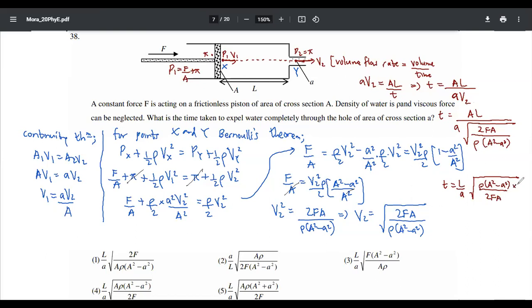That means it becomes A squared. If I take that A inside my square root, it will become A squared. So that A squared and this A will cancel out. And finally, you will get an answer like this. T is equal to L over A square root of A rho A squared minus small a squared, and at the bottom you will have 2F. I think the fourth one is the answer. Anyone who got the fourth one?